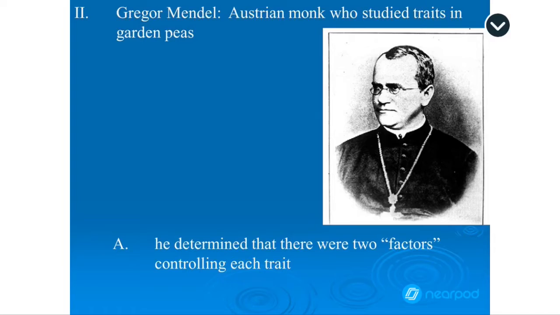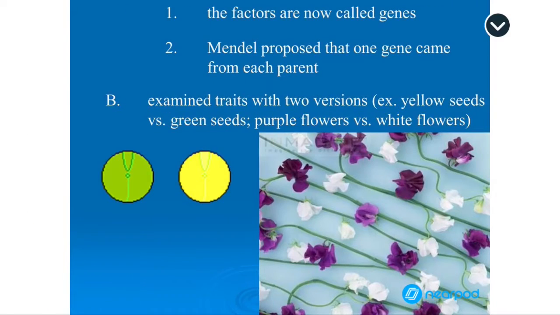So in the 1850s and 60s, this guy studied pea plants and he determined that there were two factors controlling each trait. So Mendel was a monk and they grew peas for their main source of protein. He noticed there were different characteristics, so he started studying those. These factors are now called genes. He didn't call them that. The word gene comes from the same root as generate, to make, to create.